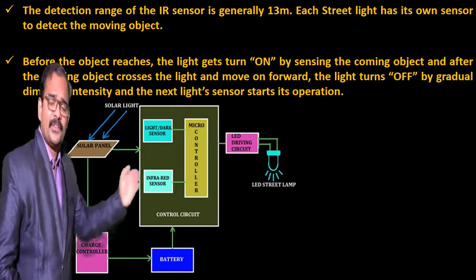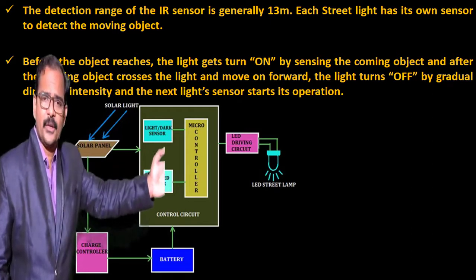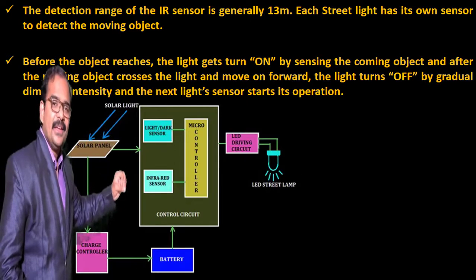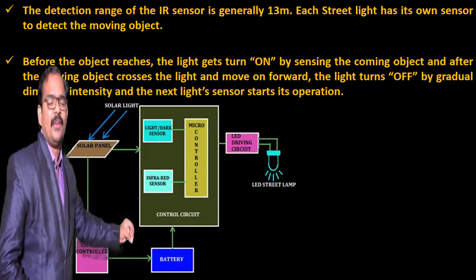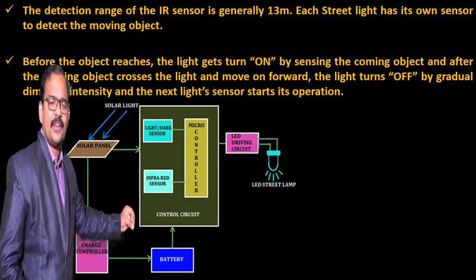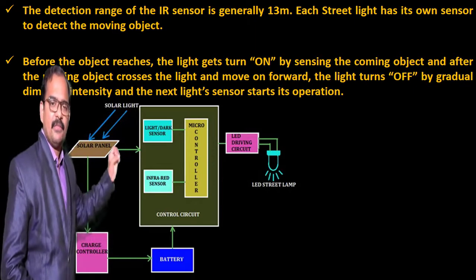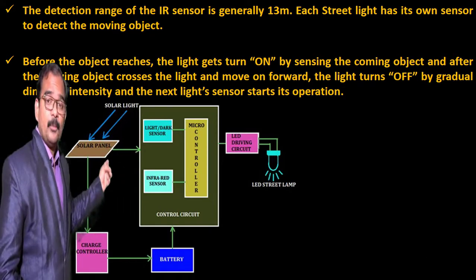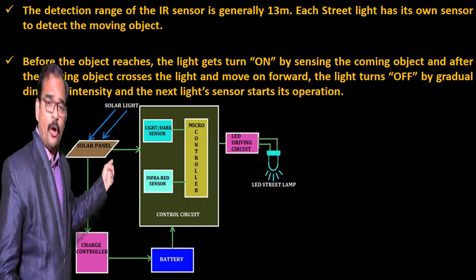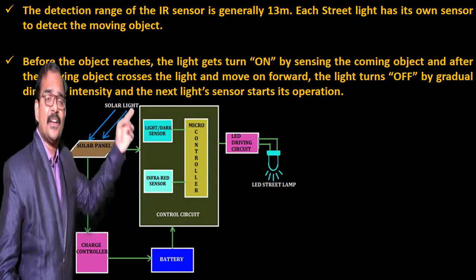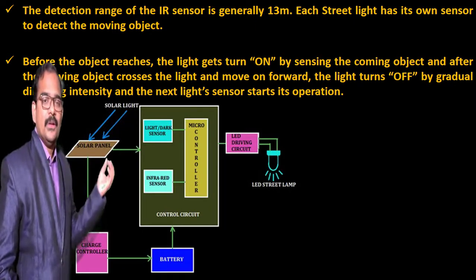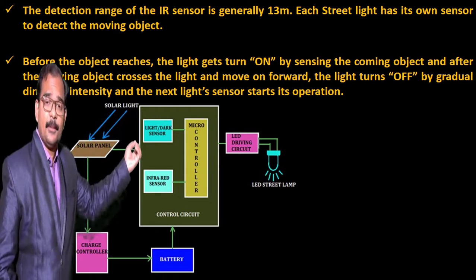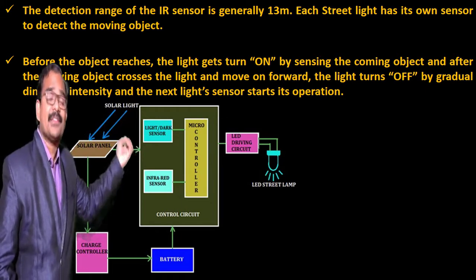As the object passes away from street light number 1, what happens? The light intensity of this street light goes on decreasing gradually, and finally, after the 13 meters is completed by the vehicle, street light 1 turns off. Now street light number 2 will sense the motion of this car, moving object or person. Automatically, street light number 2 will turn on. So the dimming of street light number 1 and the turning on of street light number 2 happen simultaneously.